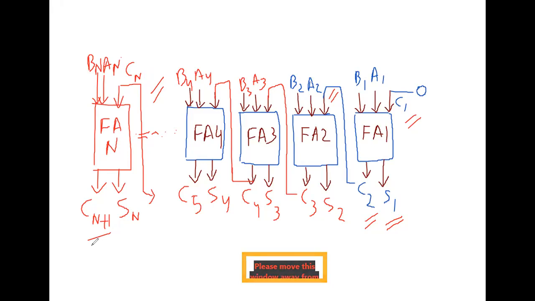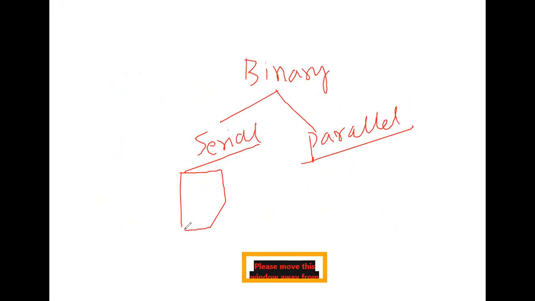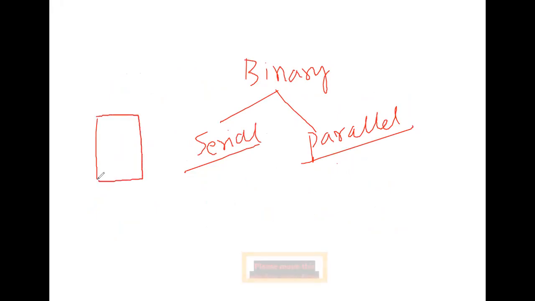So your binary adder can be serial or parallel. Serial means only one full adder you can use. In parallel, you use as many full adders as the number of bits.